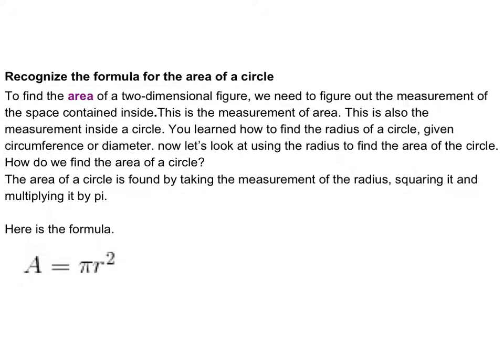You learned how to find the radius of a circle given the circumference or diameter. Now let's look at using the radius to find the area of the circle. So how do we do that? The area of the circle is found by taking the measurement of the radius, squaring it, and multiplying it by pi.